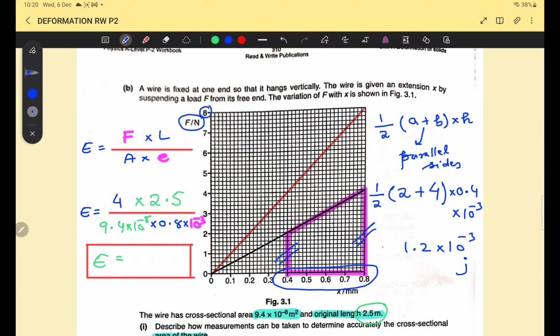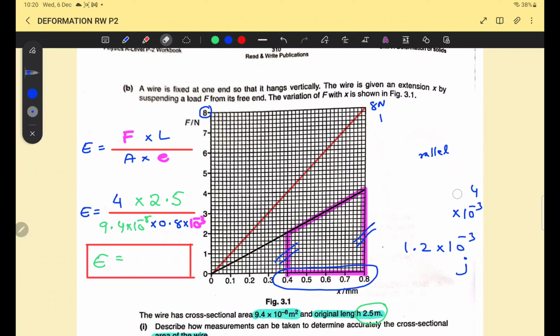Because this is 8 Newton. So 8 Newton will be the force for the same extension. Extension is from 0 to 0.8 millimeter. For the same extension, 0.8 millimeter, the extension in the low wire, 0 to 0.8 millimeter, the required force will be 8 Newton.